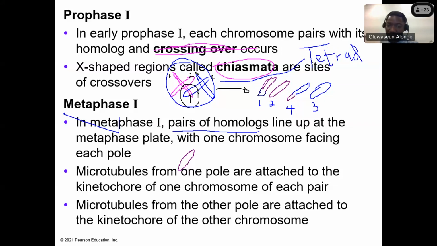So in metaphase 1, pairs of homologous chromosomes line up at the metaphase plate, with one chromosome facing each pole. Microtubules from one pole are attached to the kinetochore of one chromosome of each pair. The microtubules from the other pole are attached to the kinetochore of the other. So you just go that way.